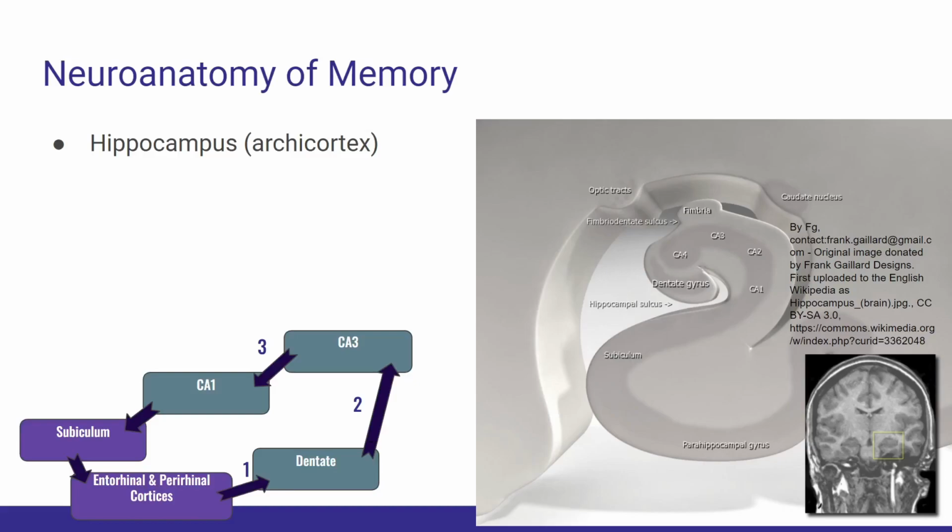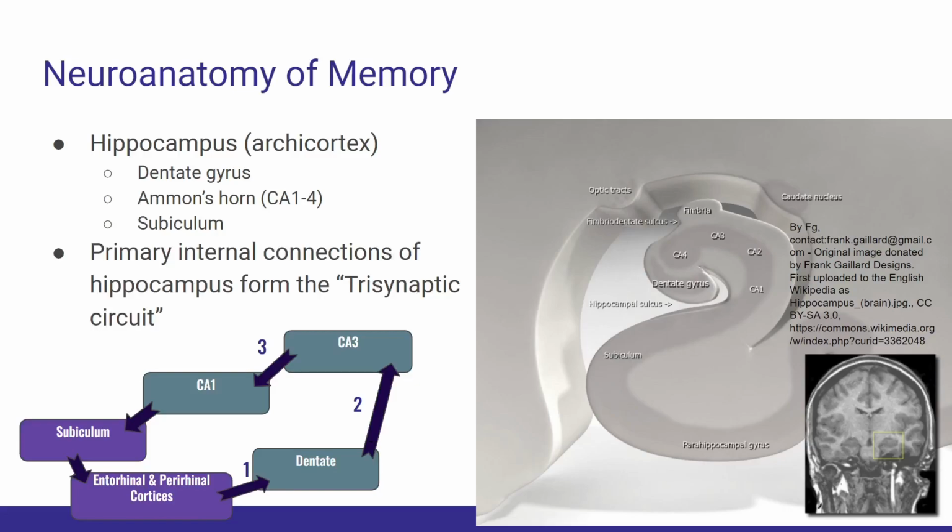The hippocampus itself is considered archicortex, which means that it's 3 to 5 layers as opposed to neocortex, which is 6 layers. And it contains the dentate gyrus, Ammon's horn, including areas 1 through 4, and the subiculum. And if you look at the graphic on the right, you can see the layout of these different areas.